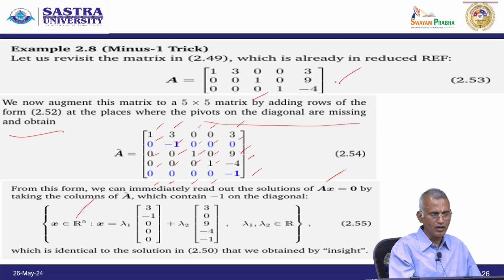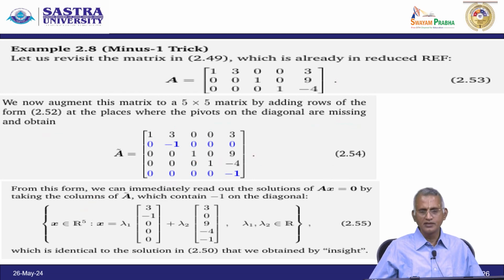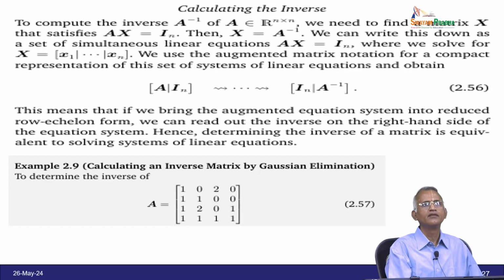So, x belongs to R^5 and x equals lambda 1 times (3, -1, 0, 0) plus lambda 2 times (0, 3, 0, 9, -4, -1), which is identical to the solution of 2.50. Then we obtain it by the insight, and we can easily calculate.